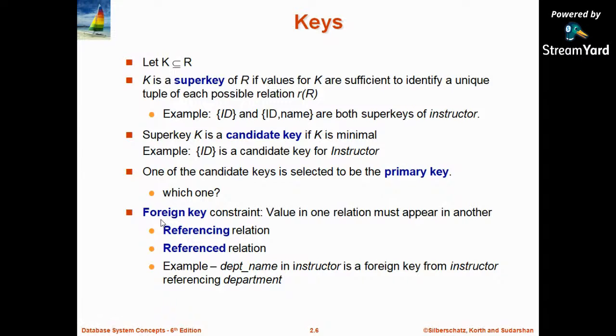Now we will see the foreign key. The foreign key says that you take two relations, and if the same attribute is present in the two relations, that is, an attribute which is a primary key in one relation, and the same attribute is present in the second relation but it is not a primary key, then you can relate these two relations by using the same key.